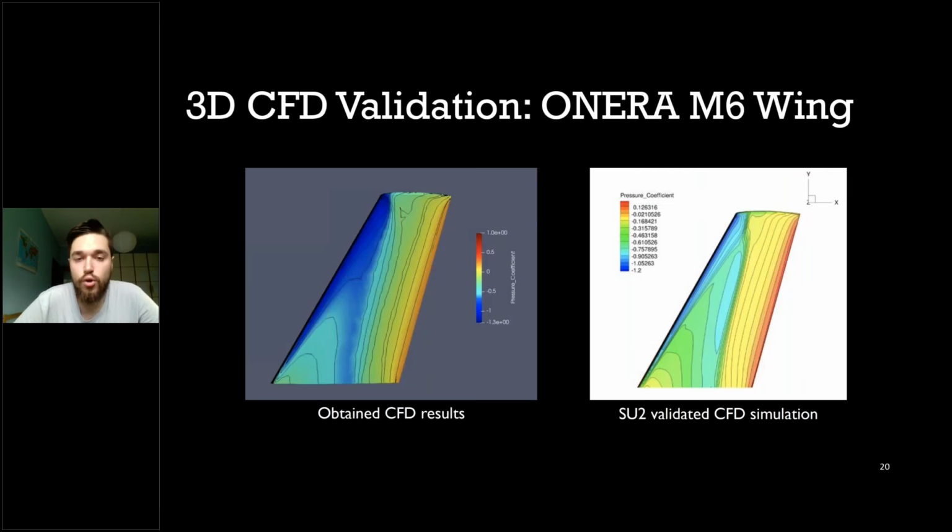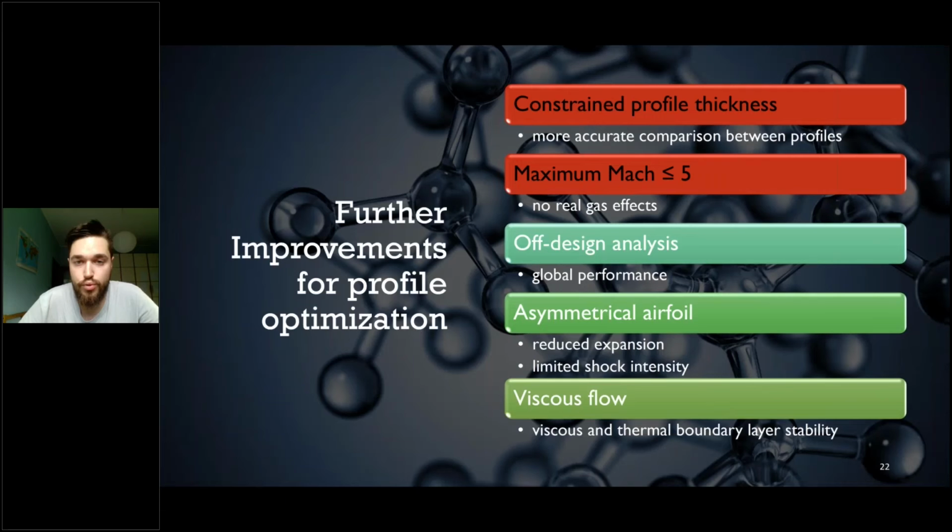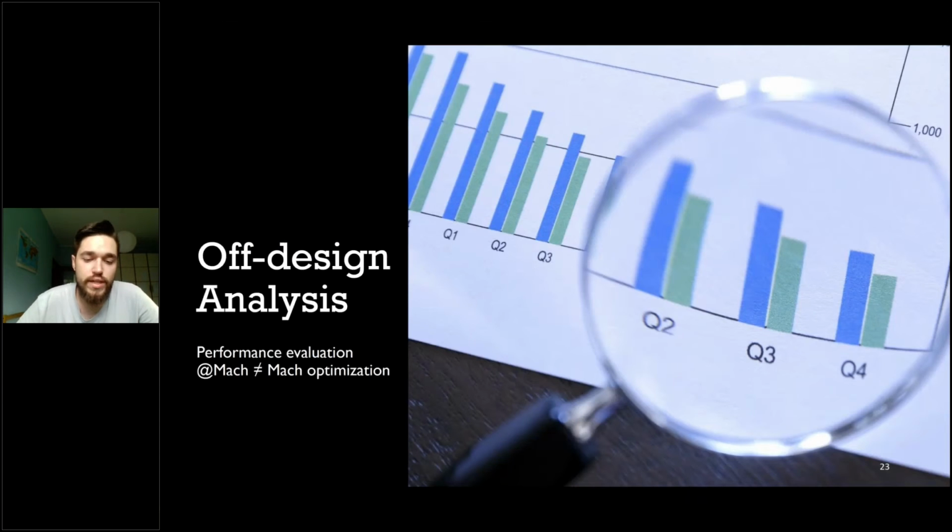The Onera M6 wing has been validated in view of future works. There are still some discrepancies, but we are confident about future improvements. Thickness constraints and the real gas effects have not been considered. The latter limits the maximum Mach number over the airfoil at 5 or 6. An off-design evaluation, asymmetrical airfoils, and viscous flow will be considered in future works. But in the last weeks, we completed the off-design evaluation.